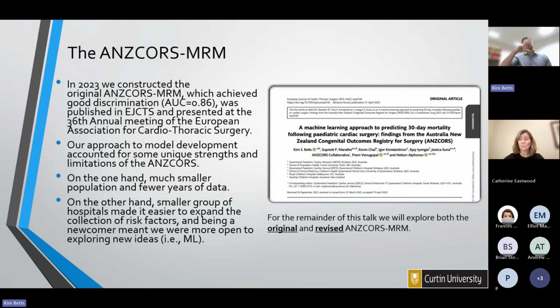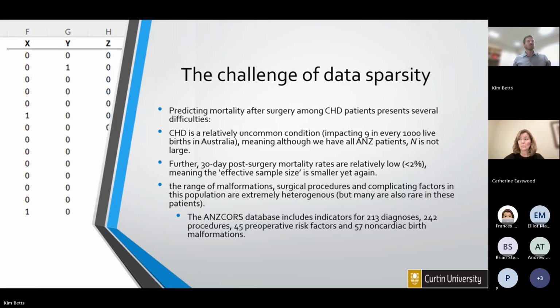So I'm sort of talking about both. There's this model, and then there's the model we're working on currently, which I'll talk about for the rest of the presentation. So just to point out quickly, the main challenge in this space for all of us is probably even more the case for us in Australia because we have such a small population.